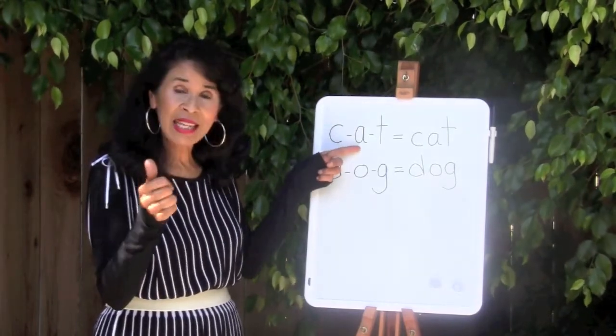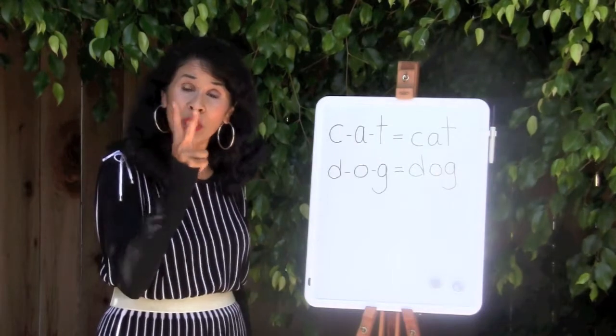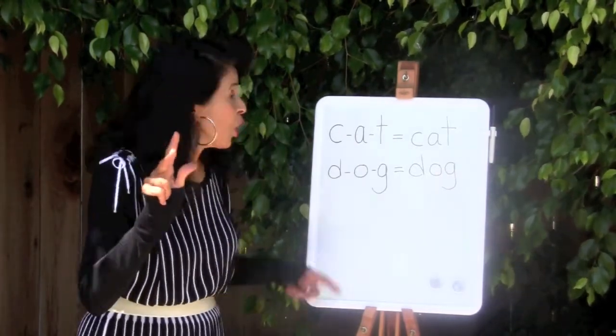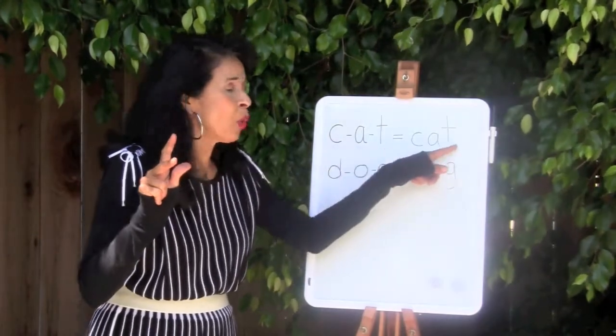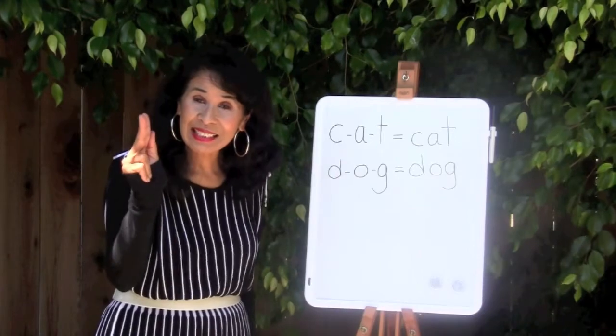The sound for A is a short A. And the sound for T is T. So we have three fingers up. And when I say blend, you are going to blend all those three sounds together, and it's cat.